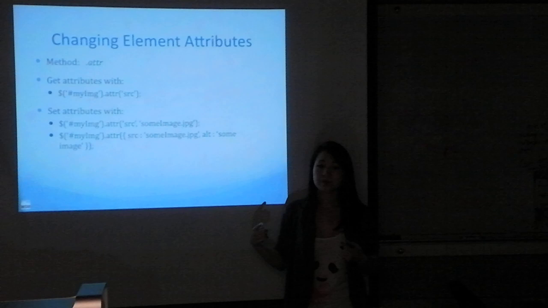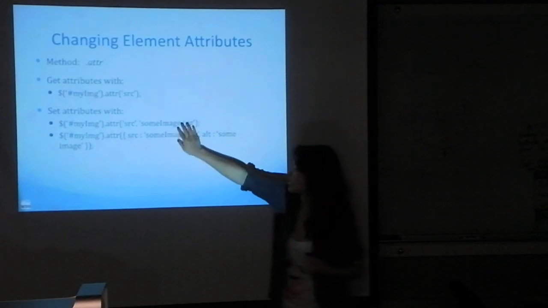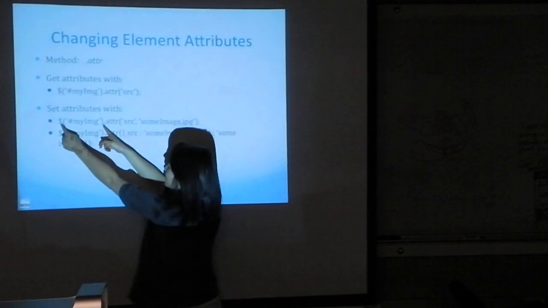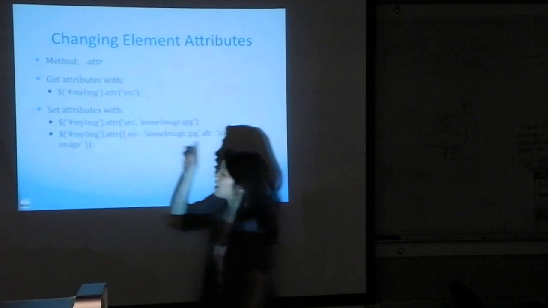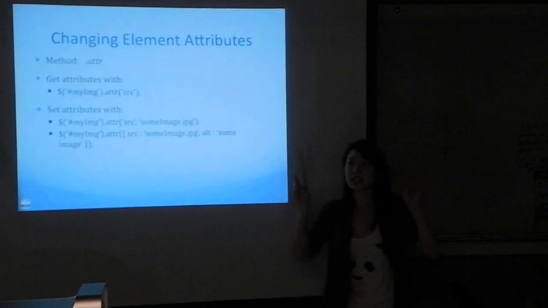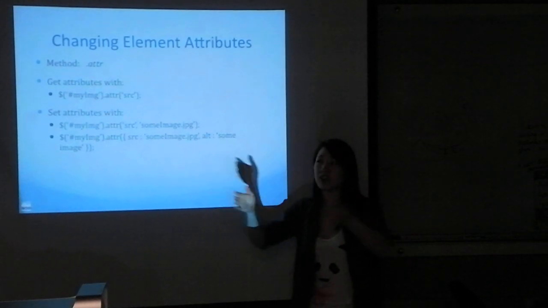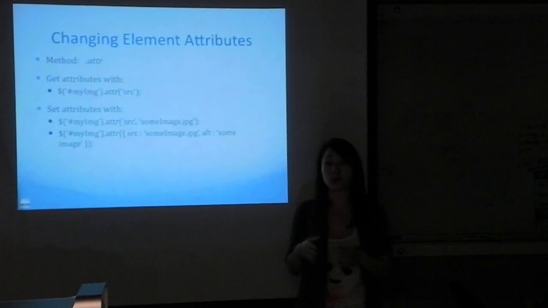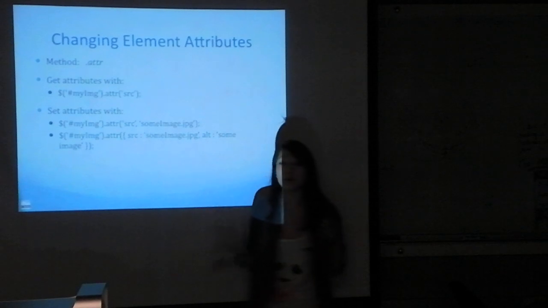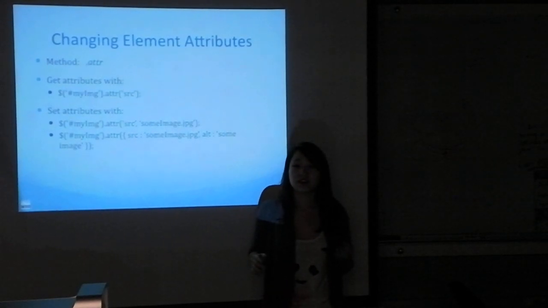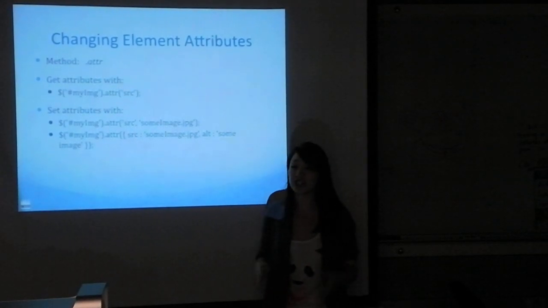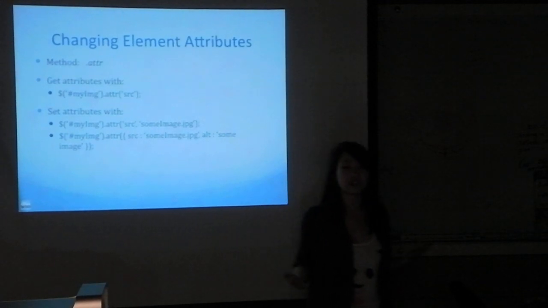Wait, so then what does it do exactly if it's not filtering out the things with that attribute? It sets it. So this is filtering out, so when you say dollar hash my image, that in a way filters out everything, and it only gives you that particular element. And this is actually changing. So these are all manipulations. Oh, so these are setting the attributes. Yeah, you're actually changing the element, what the element looks like.